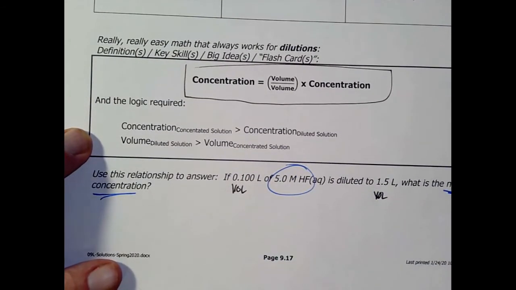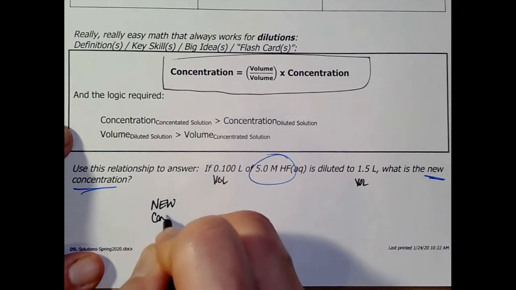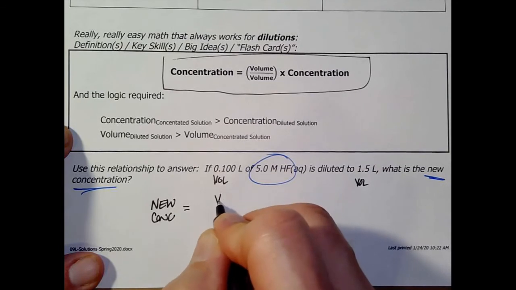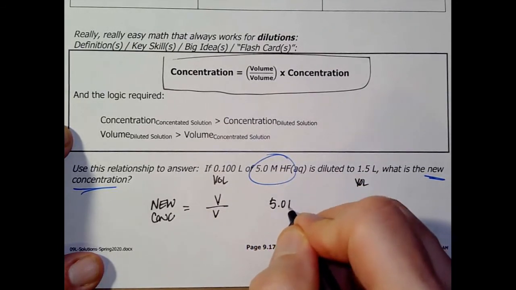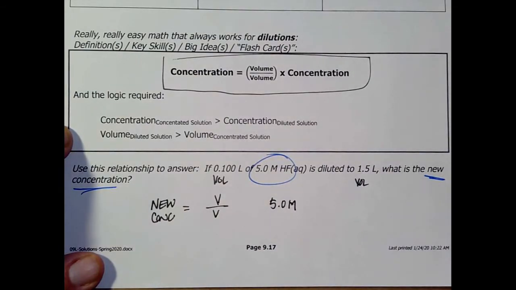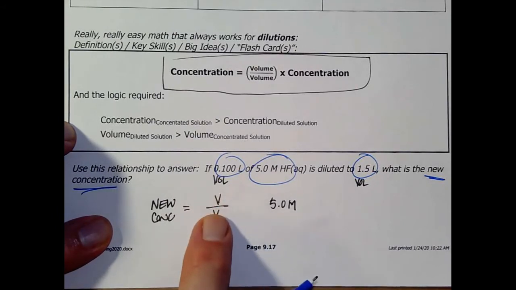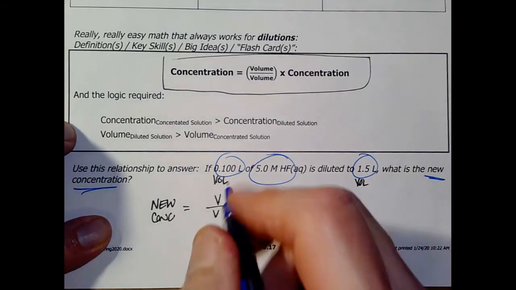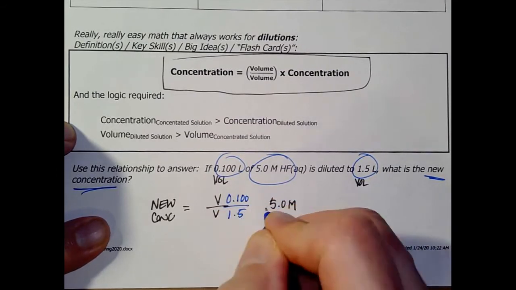So I might say, okay, the new concentration equals volume over volume times 5.0 molarity. Now I've got two volume numbers. Which one goes on top? Concentration is going to be lower, right? So whatever this is better be less than 1. So how about 0.100 over 1.5 times that.